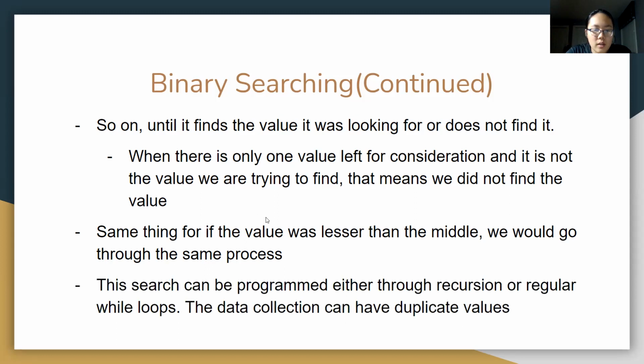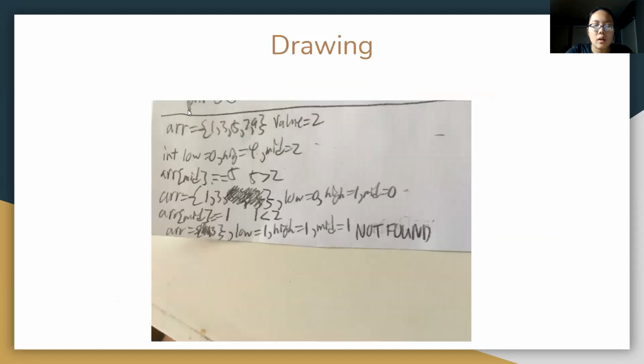And of course, search can be programmed either through recursion, which is why it matters that we learned recursion last time, or regular while loops, depending on what you want to do. Data collections can have duplicate values, so you can have two 5s, and if you're finding value 5, it will still work, but that's worth noting. And of course, it might be difficult to visualize, so I have a bad drawing to show you guys.